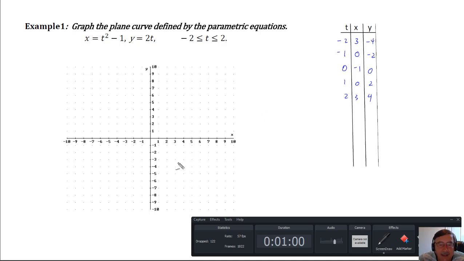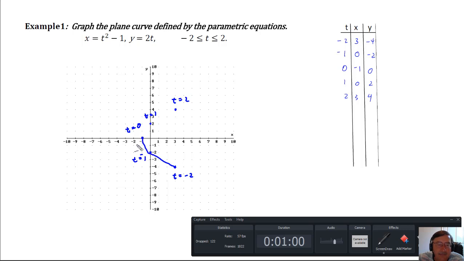All right, so I'm going to take the ordered pair (3, -4) down here in the fourth quadrant and plot it. Then (0, -2), (-1, 0), (0, 2), and (3, 4) here. And if you want to, you can go ahead and label your t values here. So this is -2, -1, t is 0, all the way up to 2. And then you can go ahead and connect the points.